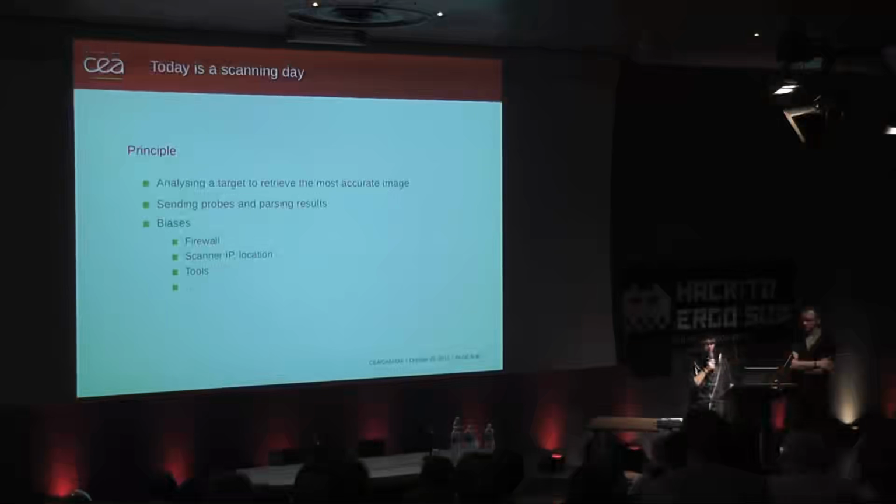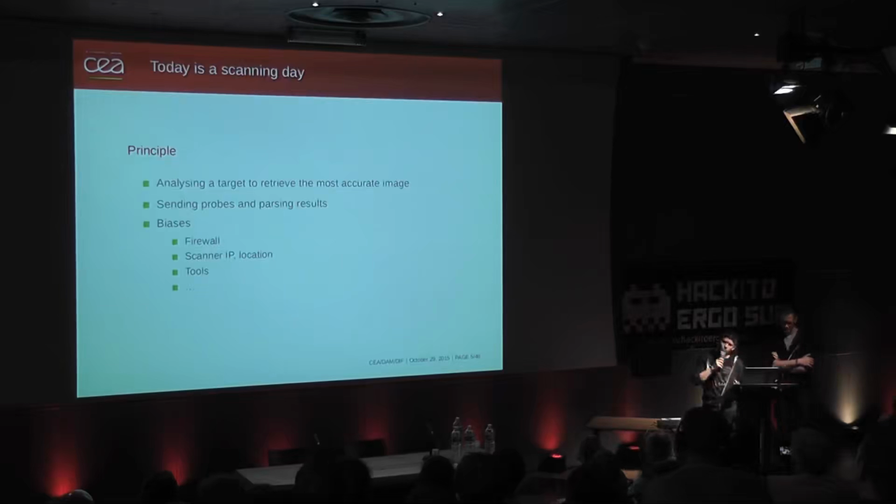So the principle is quite easy. We analyze the target to retrieve the most accurate image. To do this, we use tools like the well-known Nmap. So we send probes, that is to say ping or ICMP packets, etc. And we just see what the host responds to us, if it responds, and what its answer is. Do we have an HTTP server, an FTP server, etc.? Is it Apache, is it Nginx, etc.?